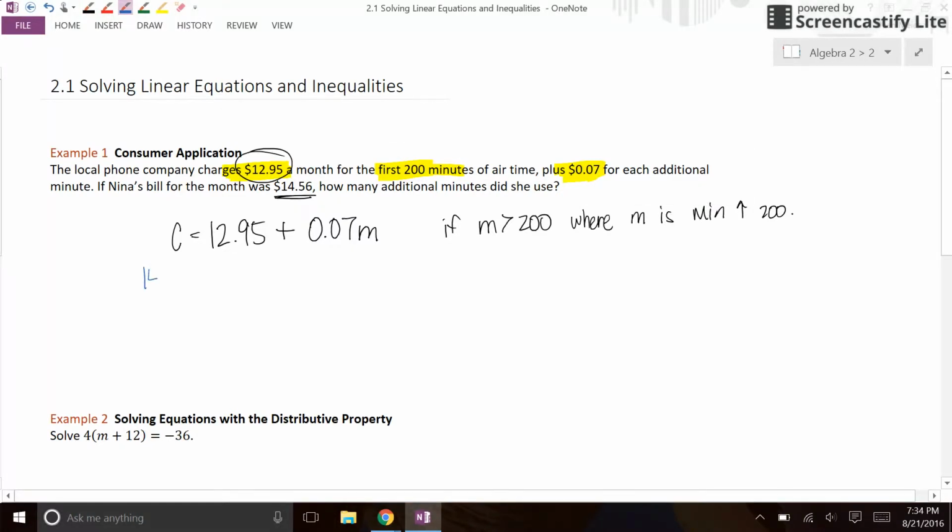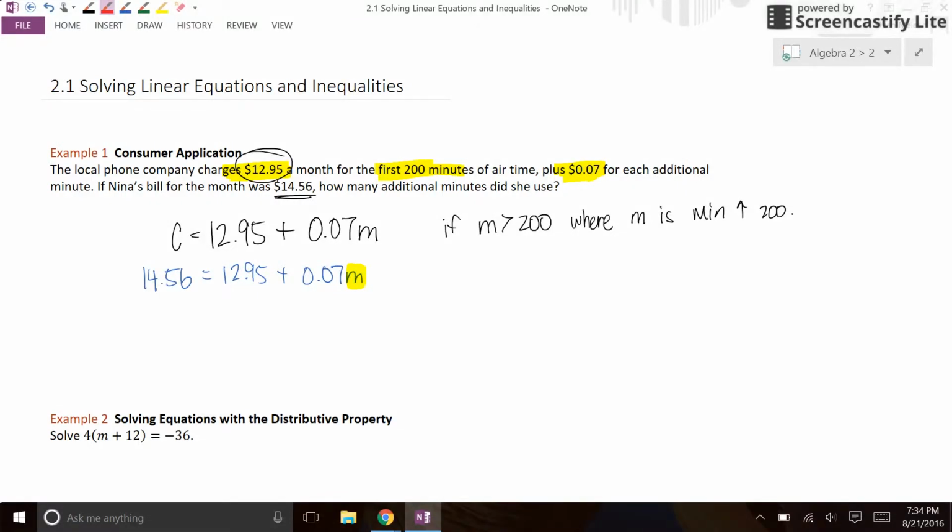So how many minutes did she talk? Her parents are upset. So $14.56 equals $12.95 plus the 7 cents a minute. So first thing I'm going to do is look at solving this equation. You always want to look for your variable or whatever you're solving for, and decide from there. Now, the first thing I notice is that 0.07 has an m attached to it, but the other two don't. The 14.56 and the 12.95 don't. They are common terms, or like terms. So let's get them together.